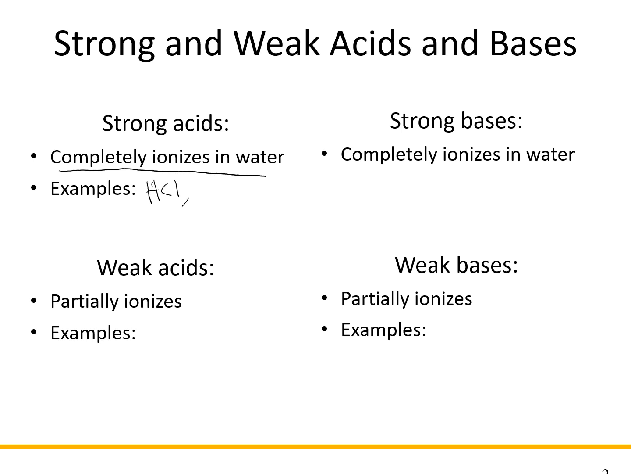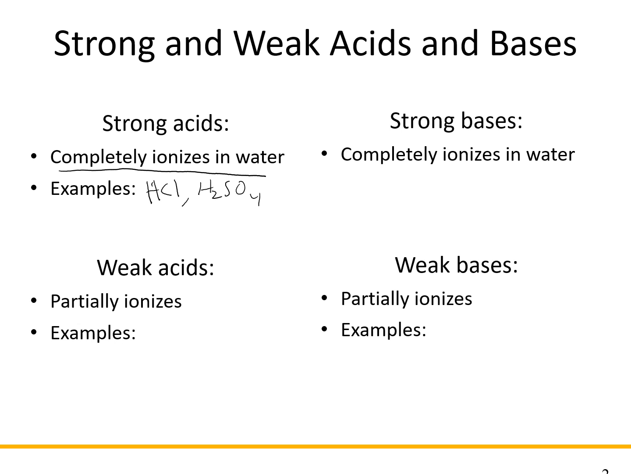Another example, you may have heard of this. This is the formula for sulfuric acid, H2SO4. This actually has two protons associated with its partner in the molecule. And it's also a strong acid that you do not want to dip your hand into. Okay, strong acids for the most part, you can use these as reference points.